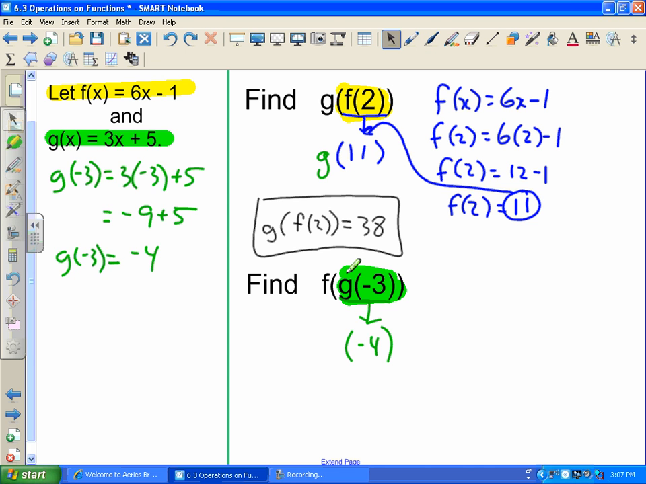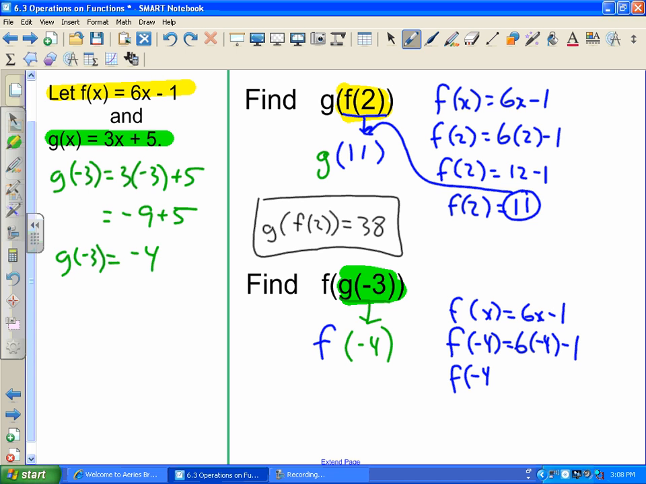Now this is asking me to find f of negative 4, or f of g of negative 3. f of x is 6x minus 1. So f of negative 4 is going to be 6 times negative 4 minus 1. That is negative 24 minus 1. f of negative 4 is negative 25.